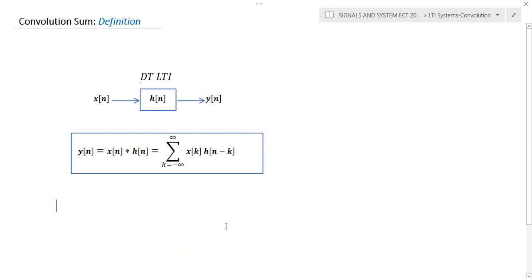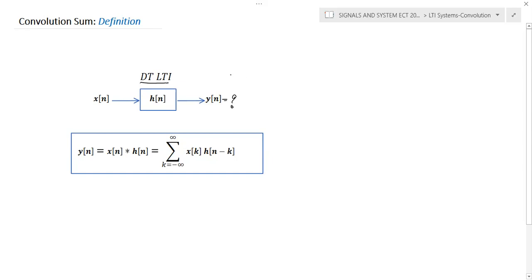See, convolution sum is actually used to find the output of a discrete time LTI system. Remember one point, you can apply the convolution sum equation to find the output of the system. That is, we can find the output y of n of a discrete time LTI system. LTI system means a system which obeys the linearity property and the time invariance property. And in order to find this output, one condition is that the system should be a discrete time LTI system.